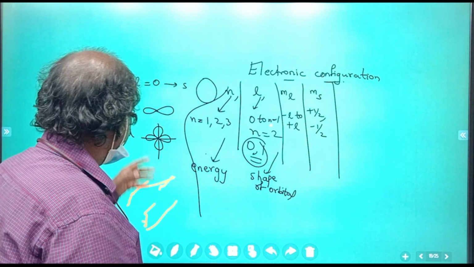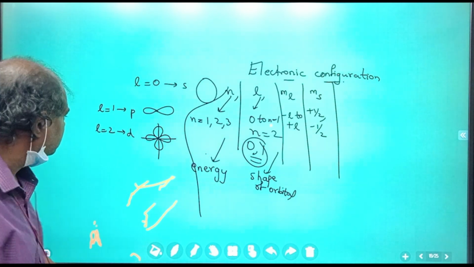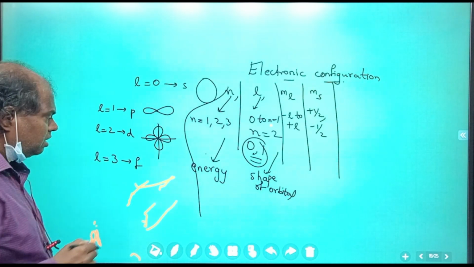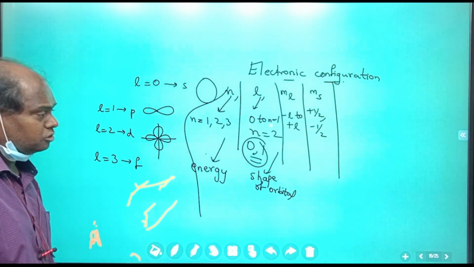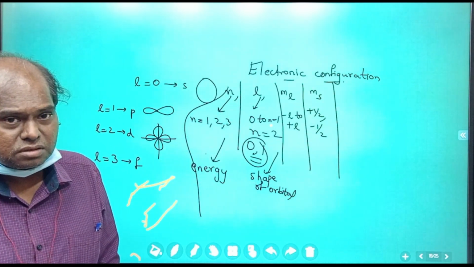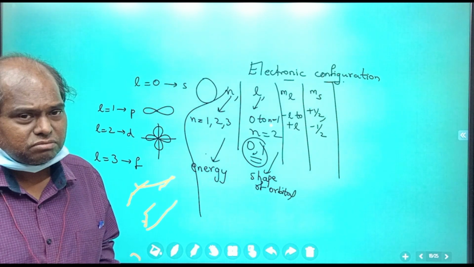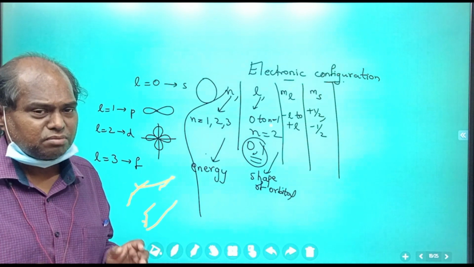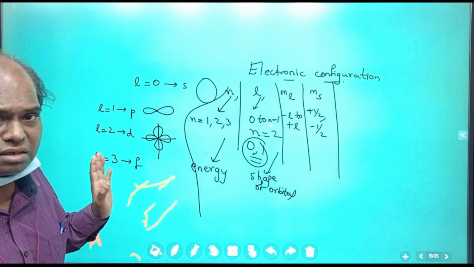Fine, okay, we'll continue now. l is equal to 0 means s, spherical. 1 means p, 2 means d, right? 3 means f orbital. Now the f orbital shape is very difficult. We'll not draw it. Let's not go into that. So very, very important. l will give you the shape of the orbital. Please remember, very, very important. 0 means s orbital, 1 means p, right? It will give you the shape. That is the meaning of l. Are you getting it? l is called the azimuthal quantum number. Azimuthal, right? Shape of the orbital.